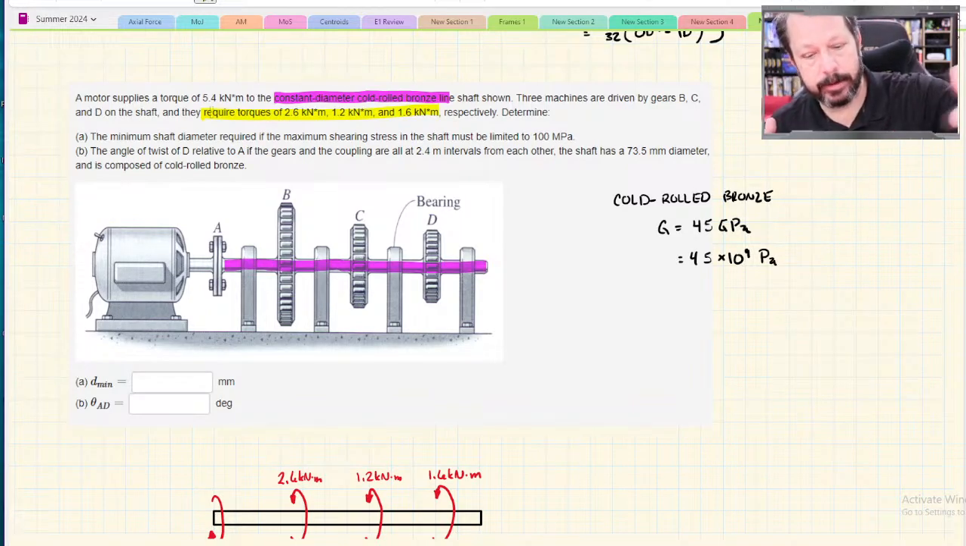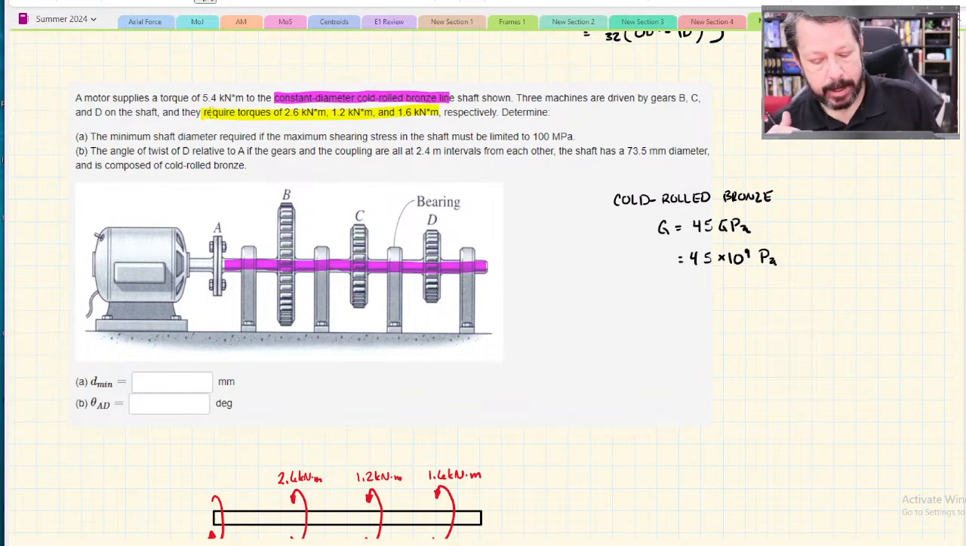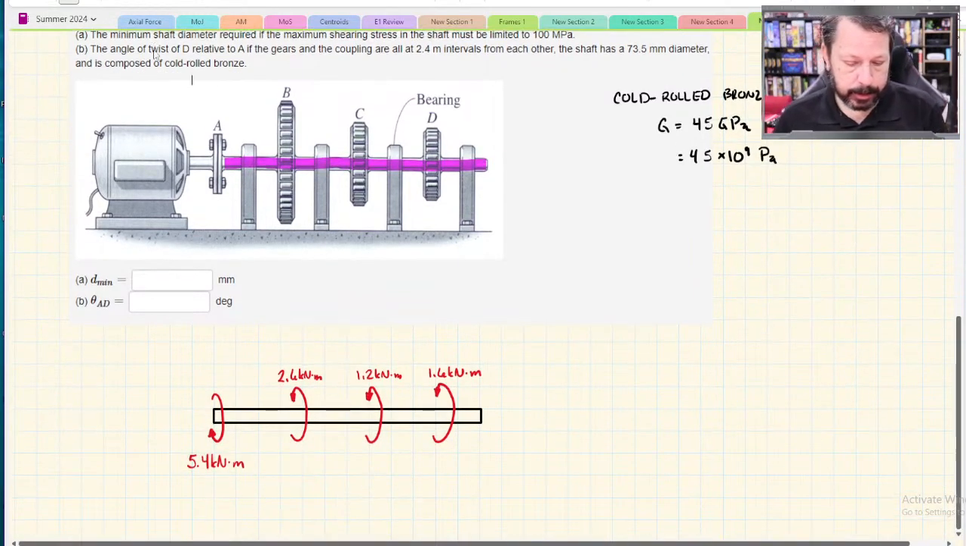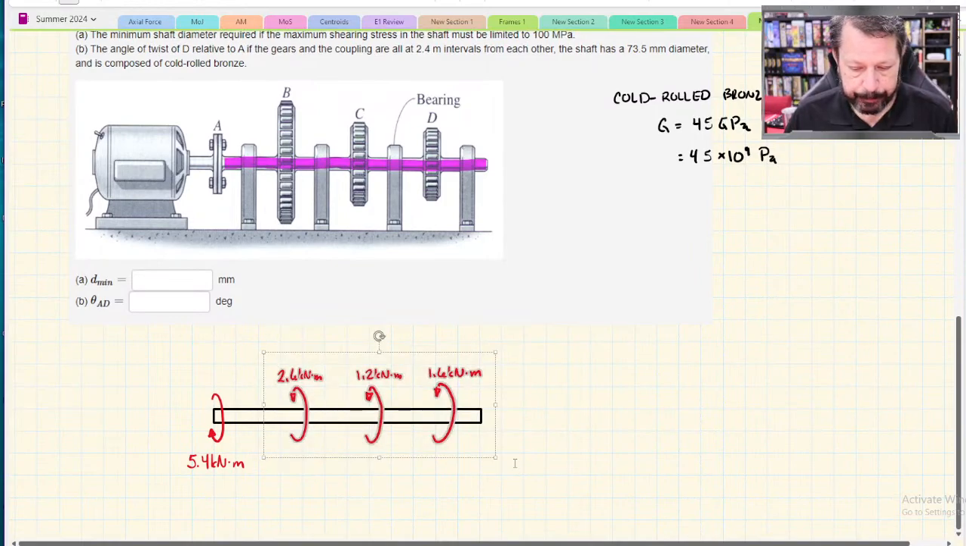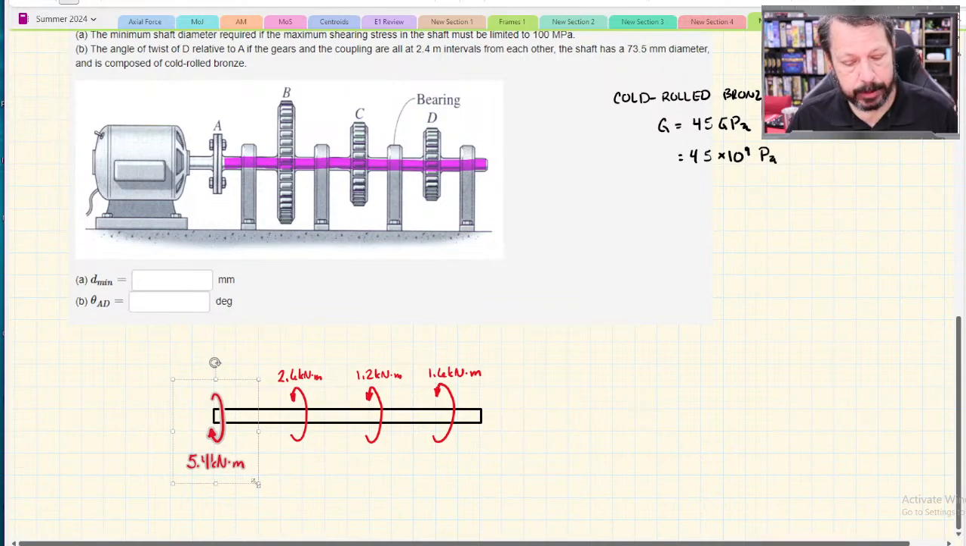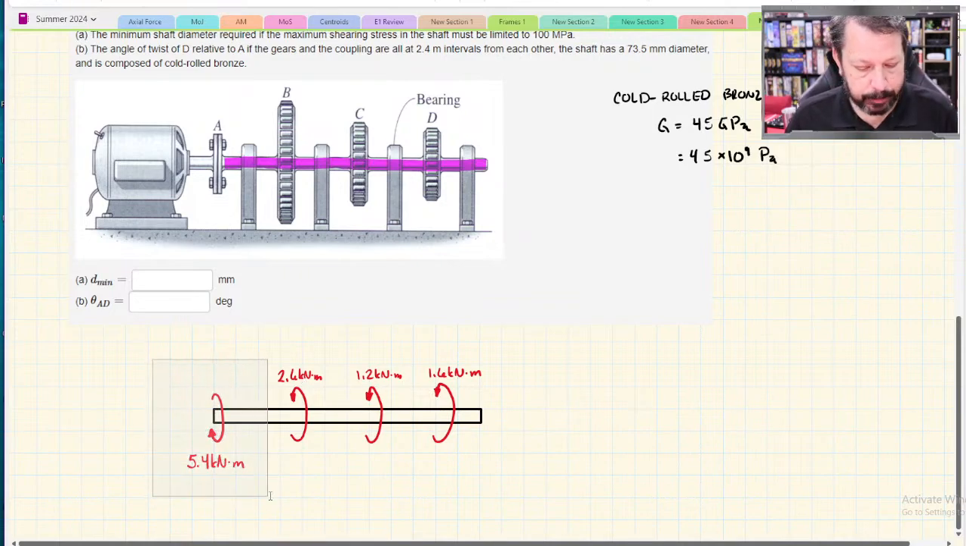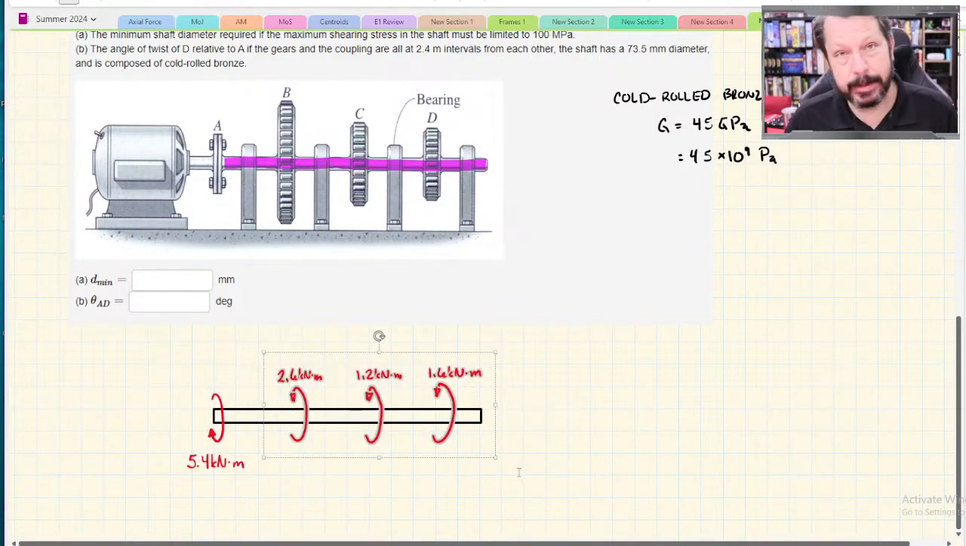And I've got those values: 2.6, 1.2, 1.6. If I were to make any of these 3 arrows the same direction as the input direction, they would actually be helping the motor to do its work. So these are the outputs, and this one is the input from the motor. I don't know which ways they're turning because the problem doesn't tell me. I just know that whichever way the motor's turning, the outputs are the opposite of that. So that's how I know when to switch.